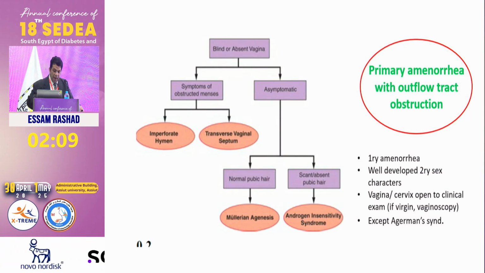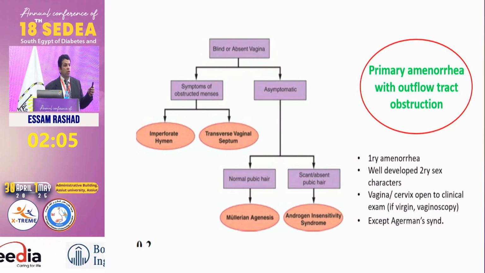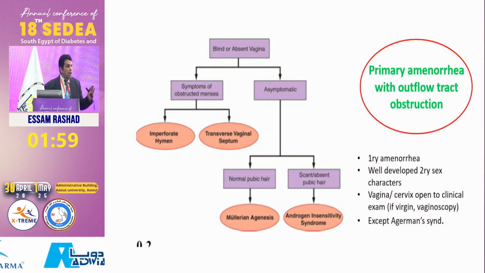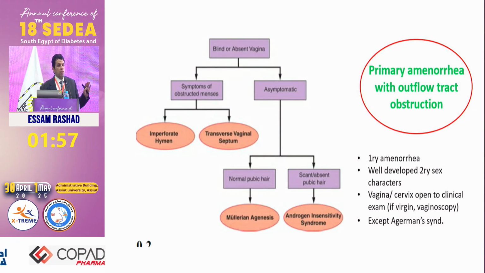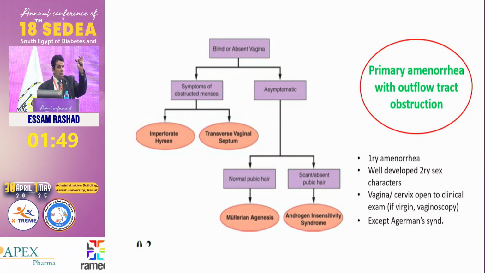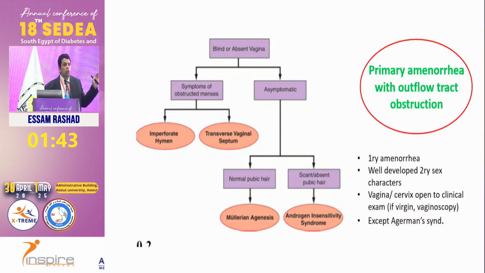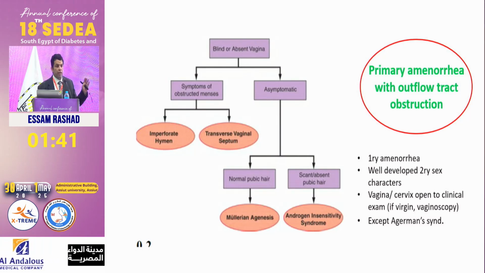Okay, so back to our hierarchy. You remember that the first thing we mentioned is the uterus and the patent outflow tract. Outflow tract is easy to examine because it's the vagina and the cervix. You can examine them clinically. Even if this is a virgin, you can use what we call a vaginoscope, which can be introduced inside the hymen, and you can see inside. So they have adequate vagina and good cervix, so the outflow is patent.